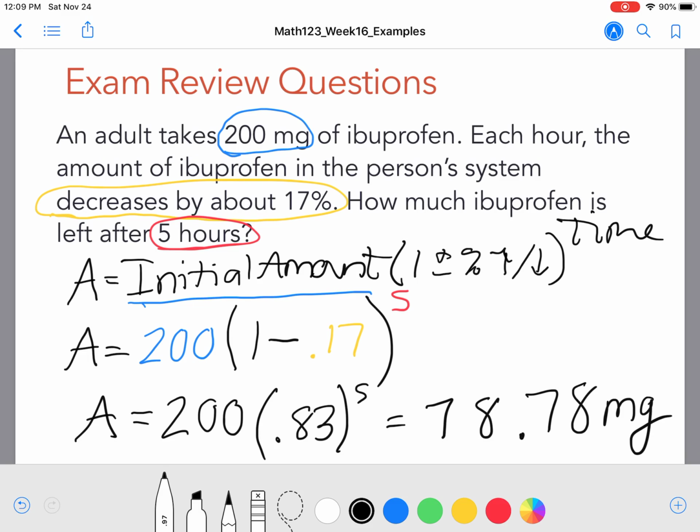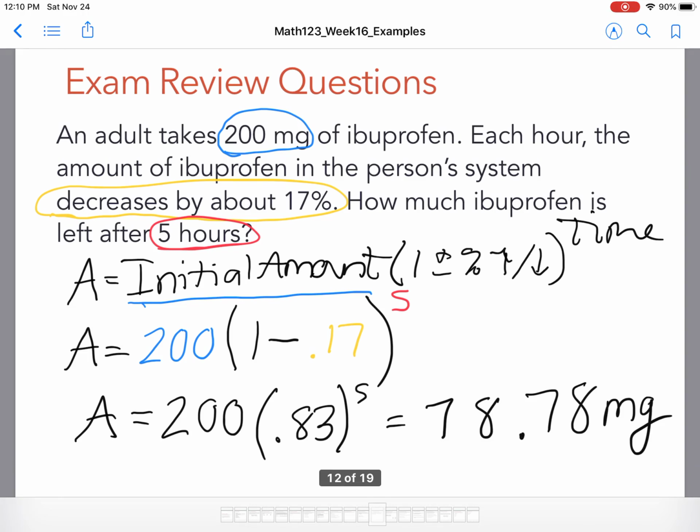So basically what's happening is every hour that ibuprofen is in your body, 17% of it goes away. So for the first hour, you lose 17%. Next hour, you lose 17%, 17%. And so you're left after 5 hours with just 79 or so milligrams left in your body out of the 200.